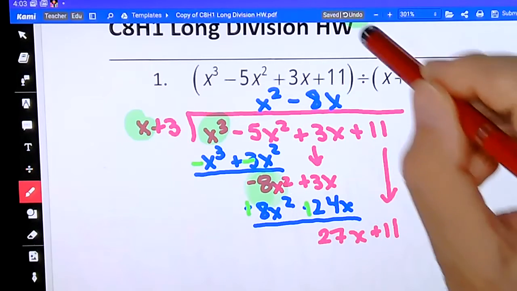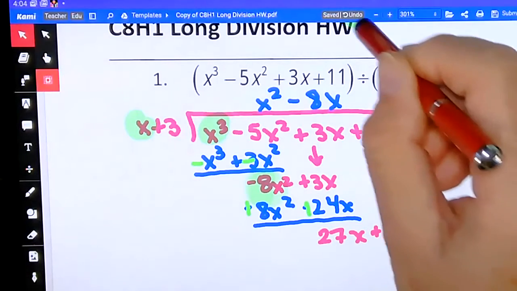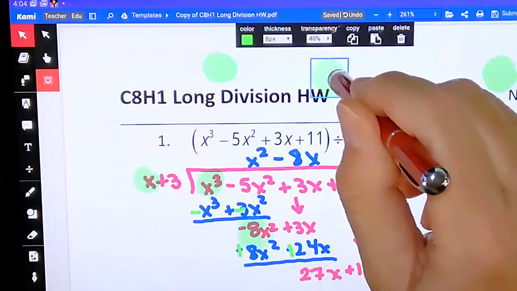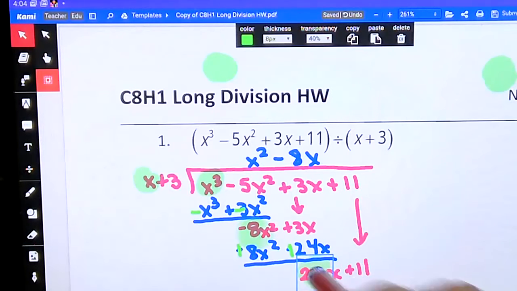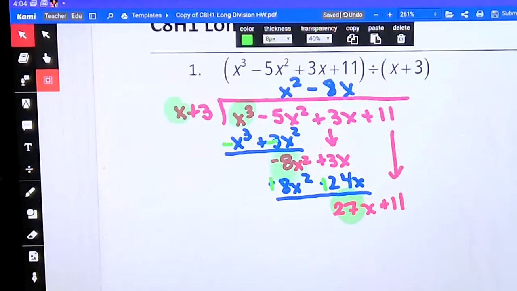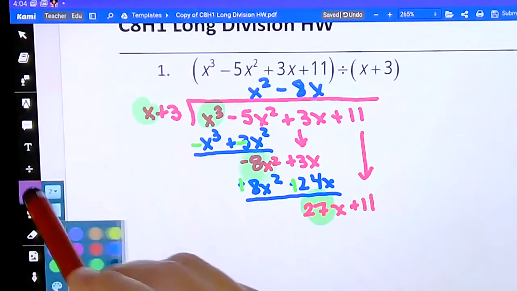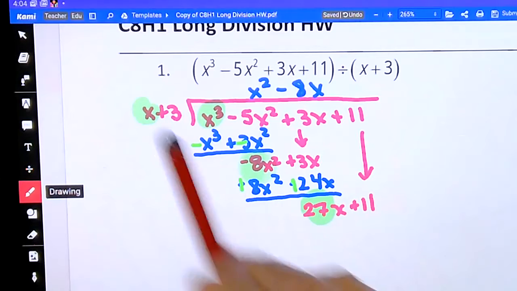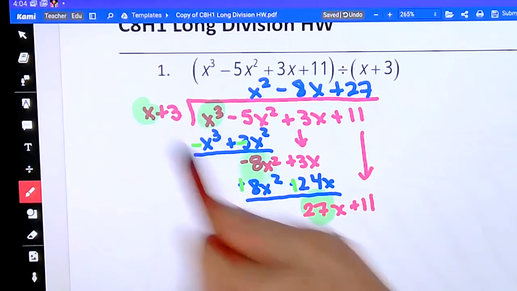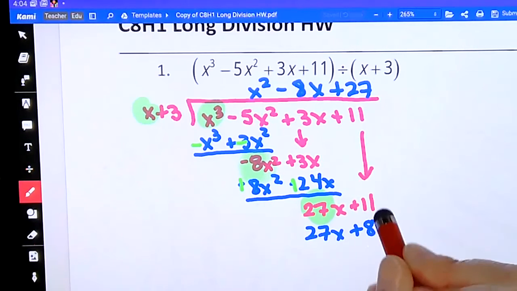And again, I'm going to grab one of these. I am going to focus on my 27x. That's what I'm going to focus on. So now I'm going to go, x times what gets me 27x? It's going to be a 27. So I'm going to multiply 27 times x and get 27x. 27 times 3, which is 81.